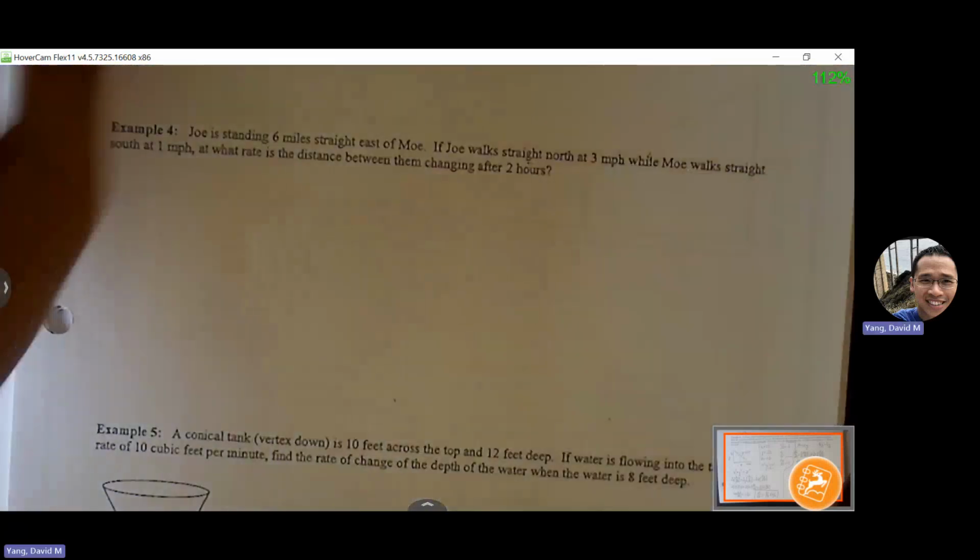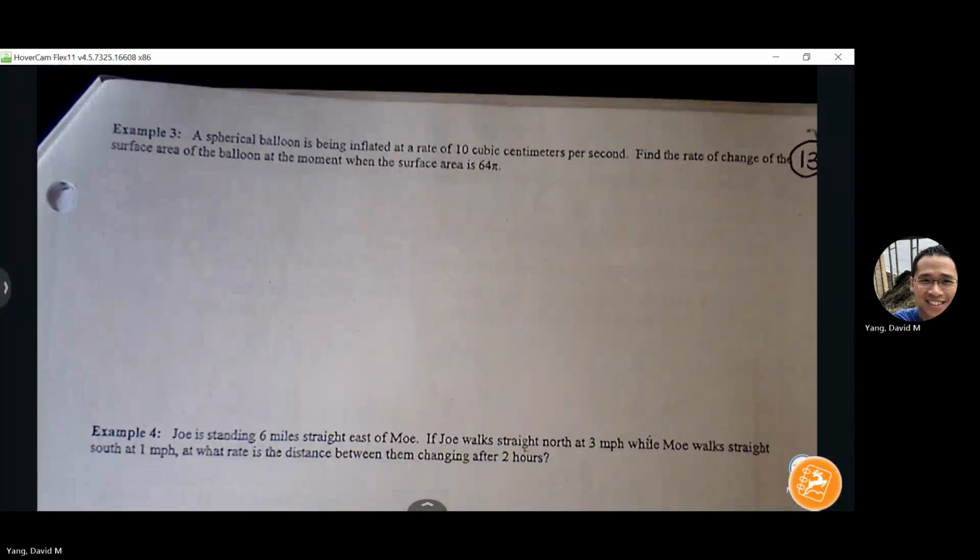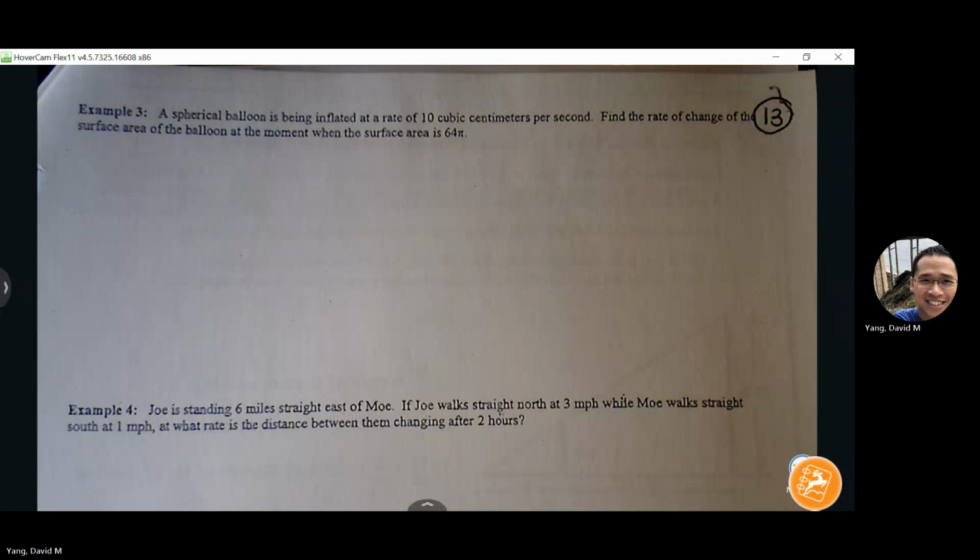Okay, let's go to page 13. So this one, I'll give you the formulas. Anybody still need this page? All right, page 13, sorry.